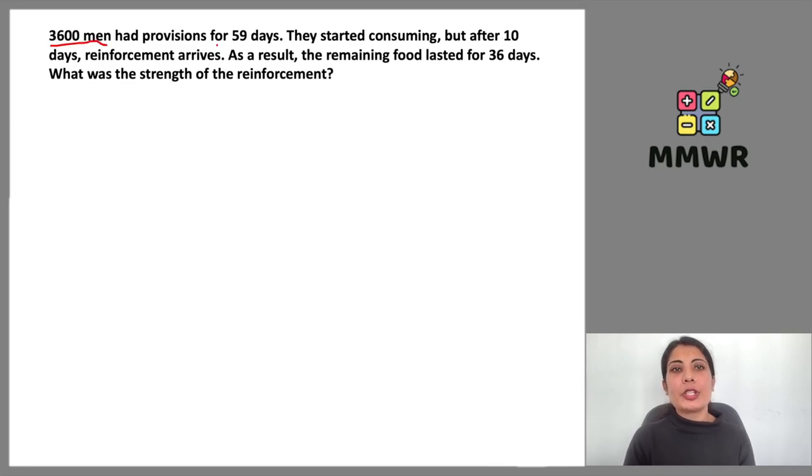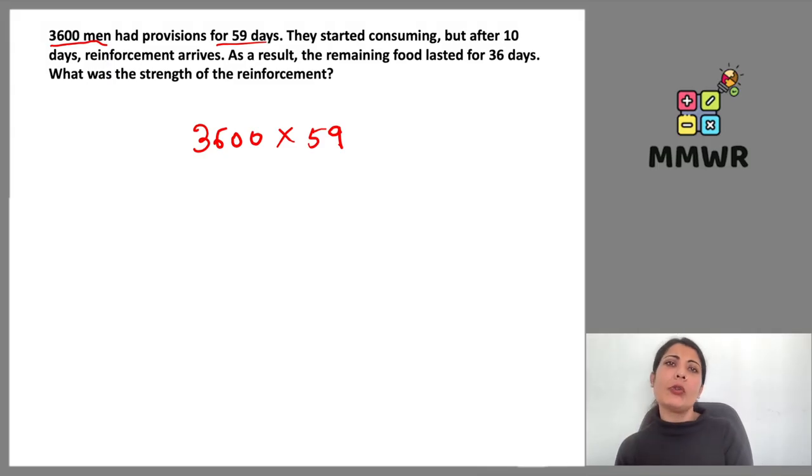3,600 men had provision for 59 days. 3,600 men were there. They can use the food for 59 days. They started consuming it. But after 10 days, reinforcement arrives. Suddenly, कुछ और लोग उनके ग्रुप में join कर गए. Okay, arrives, that means few more have been added to the group. As a result, the remaining food lasted for 36 days. So 3,600 लोग तो पहले से थे उनके पास में. 10 days तक उन्होंने food use किया. So बचे हुए कितने दिन है उनके पास में?